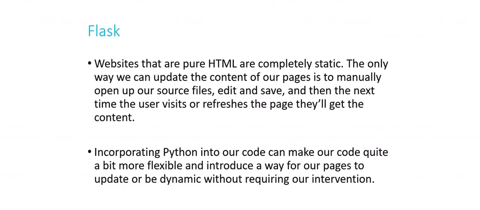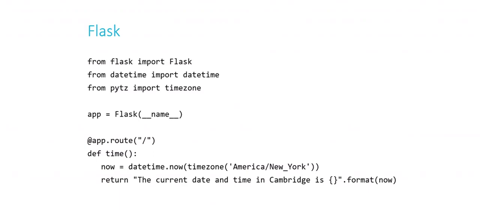If we incorporate Python into our code, though, we can be a lot more flexible, and we can allow our pages to become dynamic without requiring any human intervention. That's ultimately our goal here, to automate these processes so that we don't have to think about them day to day, getting buried in that minutia. We're going to do this specifically in Flask. Here's an example of a web application in Flask that would display not only the current time in Cambridge, but also the current date, day of the week, and year, and it would display that time to the nearest 10,000th of a second. Just a couple of lines of code.